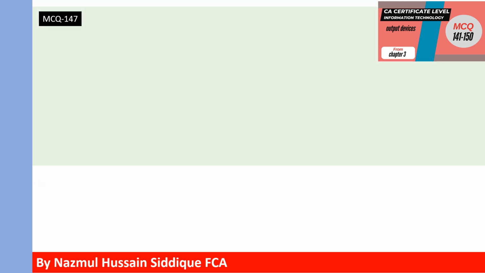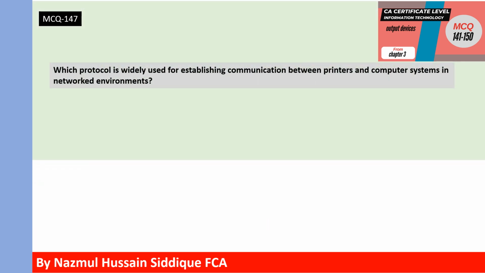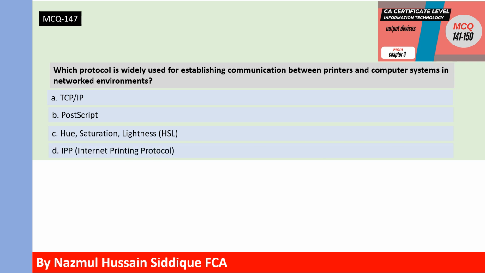Next question. Which protocol is widely used for establishing communication between printers and computer systems in networked environments? Option A, TCP/IP. Option B, PostScript. Option C, hue, saturation, lightness. Option D, IPP, Internet Printing Protocol.